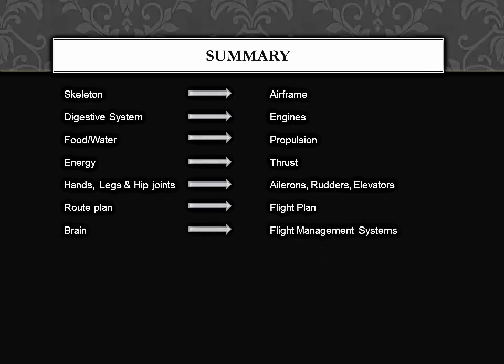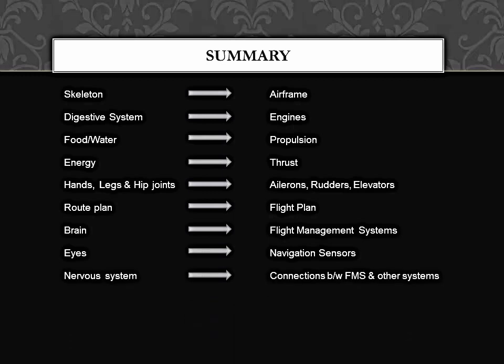The brain is equivalent to the flight management system. The eyes are equivalent to the navigation sensors. The nervous system that we have is equivalent to the connection between the flight management system, control system, navigation system and other systems. Basically, the data network. The blood flow is equivalent to the electrical energy flowing across the aircraft, so that gives life to each of the components. Hope you now understood the analogy between aircraft and the human body.